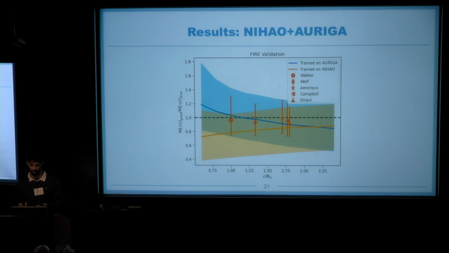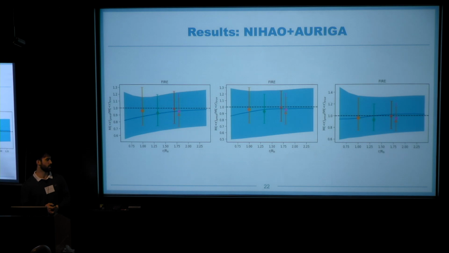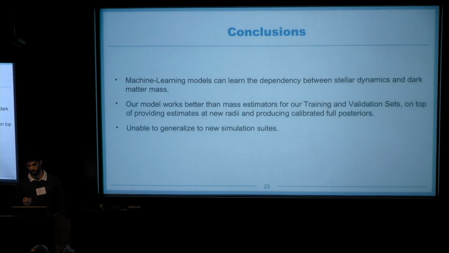But now what happens when we train on both and apply to FIRE? I'm showing 3 different realizations. Basically, there are different realizations of the training that are all able to apply well to Nihao plus Auriga. However, they give different results for FIRE, and none of them are better than mass estimators. So our model is not able to generalize, even though we have populated the training space with more galaxies from different suites of simulations. And those will be the conclusions.